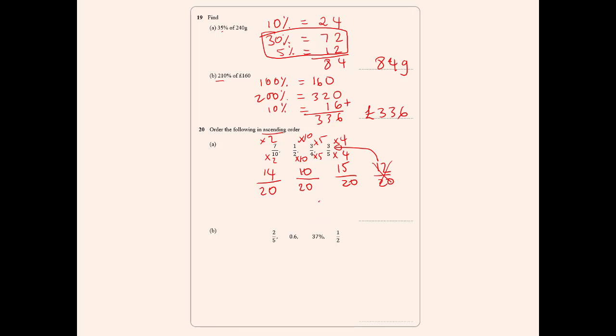Always be careful when you're writing your final answer. So 10 out of 20, which is half. Like I said, always write the original fraction and your answer. So that's done. Then it's 12 out of 20, which is 3/5. Then it's 14 out of 20, which is 7/10.